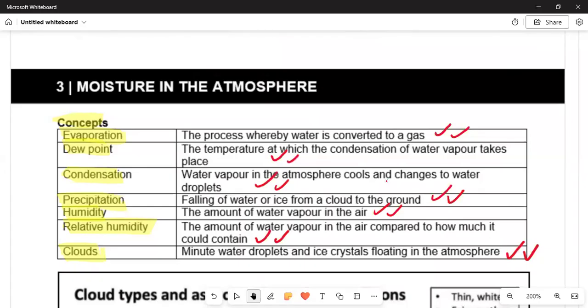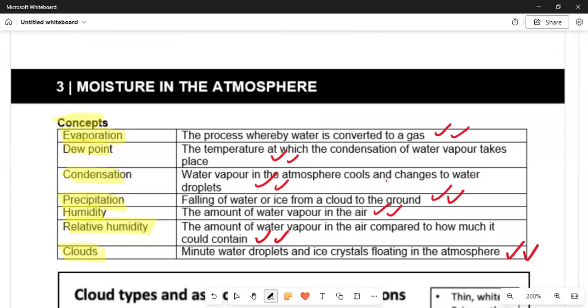atmosphere. Now remember that the atmosphere also consists of moisture, which is created by the continuous heat that is covered. Define the concept of evaporation. This is the process whereby water is converted to gas. Then the dew point: the temperature at which the condensation of the water vapor takes place. And then number 3, we've got the condensation, where vapor changes to droplets. And then number 4, we talk about the precipitation, water falling from the air to the ground.